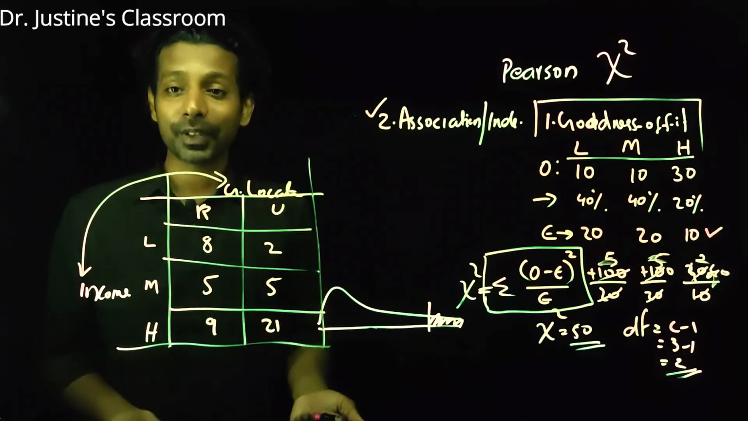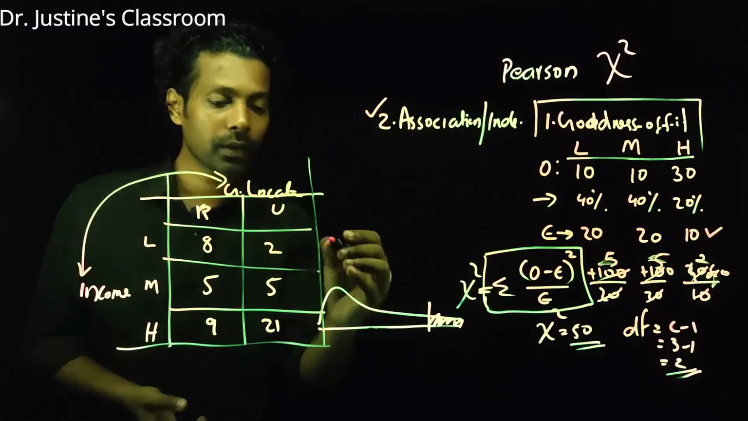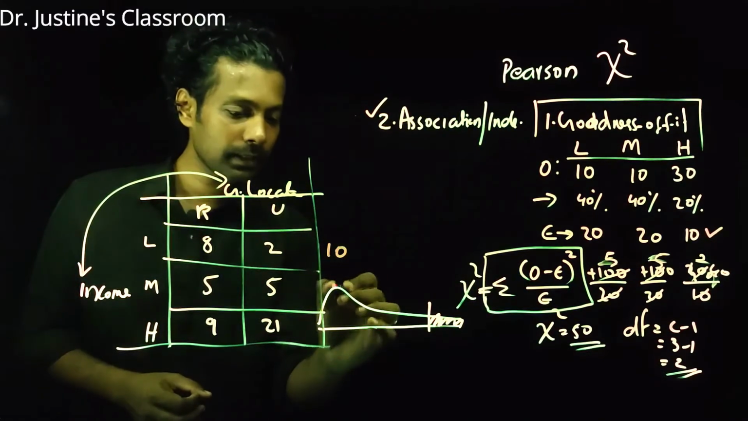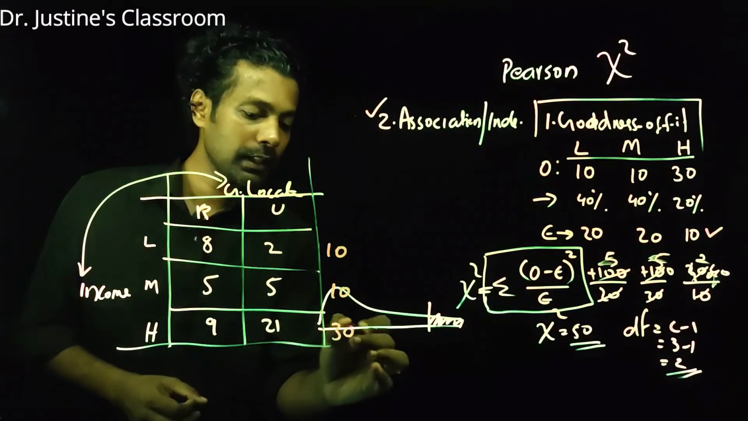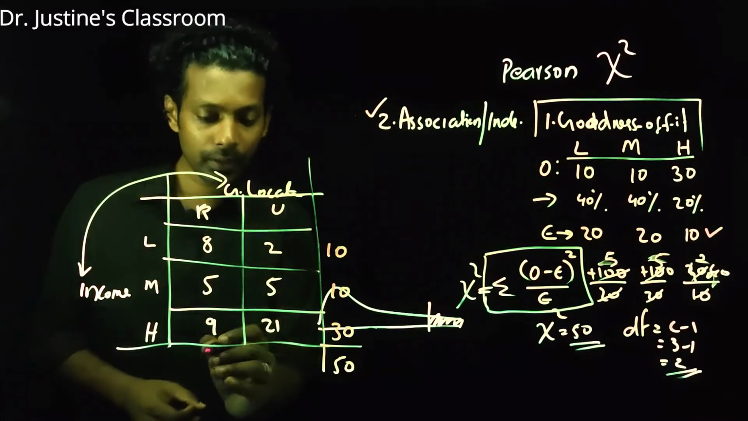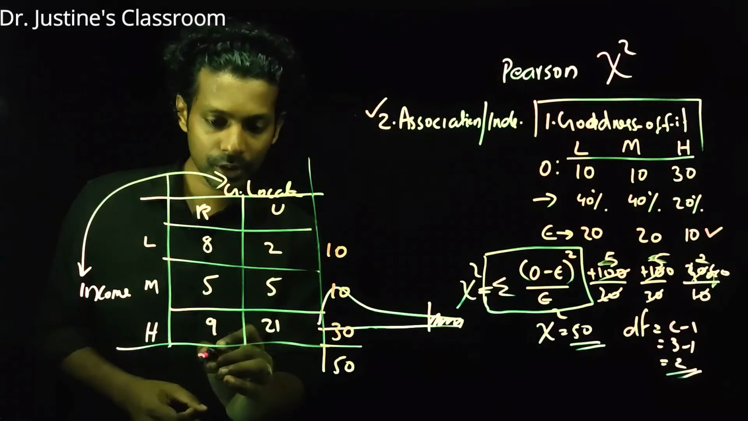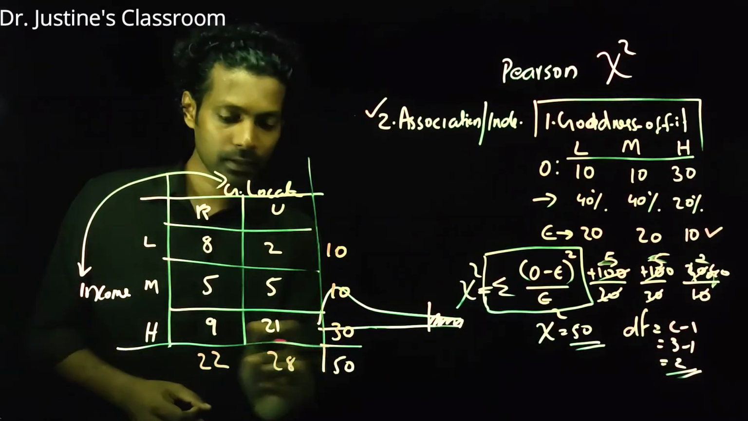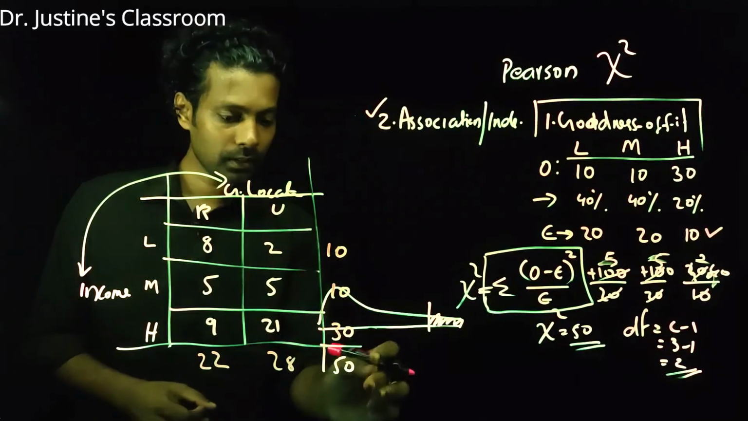Now, what is the expected frequency? Expected frequency can be calculated; it's a very easy method. So you have 10, 10, 30. This entire score is 50. This entire value is 22, 28, 50, 50, like that.